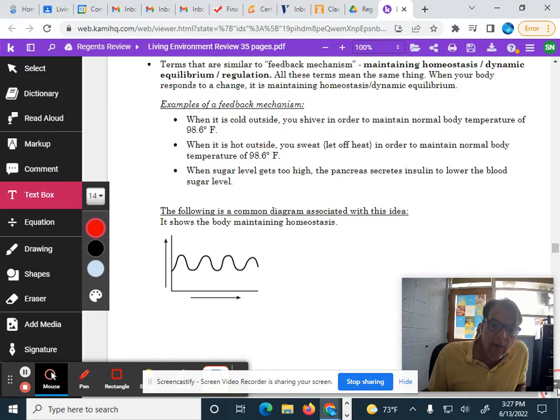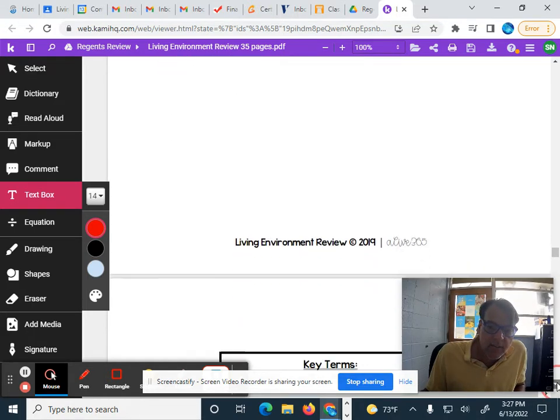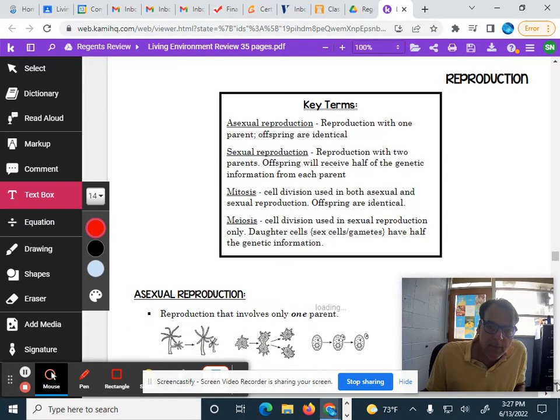Here's this idea, that graph I was telling you about, homeostasis. If these are the levels and this is time, you can see that over time we get this up and down effect. Homeostasis would be a line right through the middle here, because things do alter slightly on a given day or a given time or a given moment.